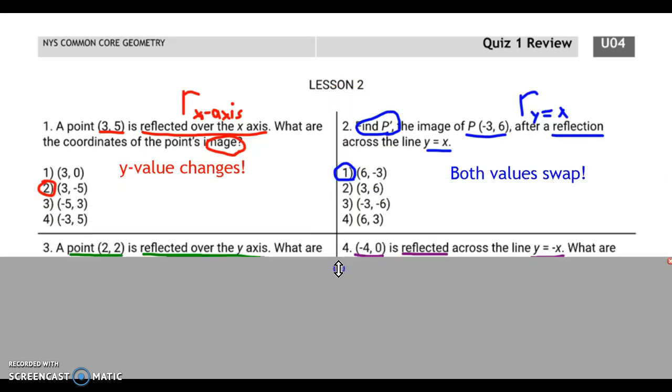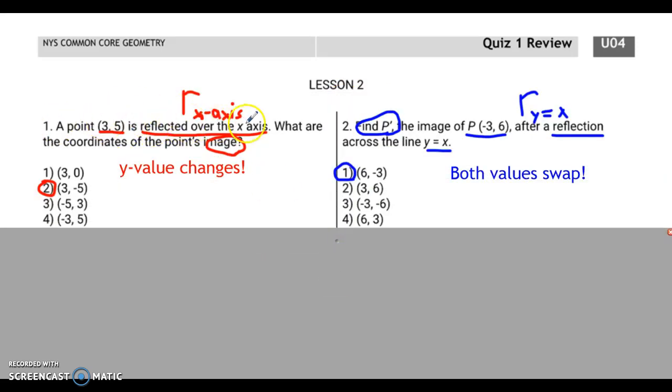For number 1 and 2, a point is reflected over the x-axis. Here's the way that you represent a reflection across the x-axis. We're looking for the point's image. You should remember a reflection over the x-axis is where the y value changes, which means 3, 5 becomes 3, negative 5. P prime is the image of P after reflection across a line y is equal to x.